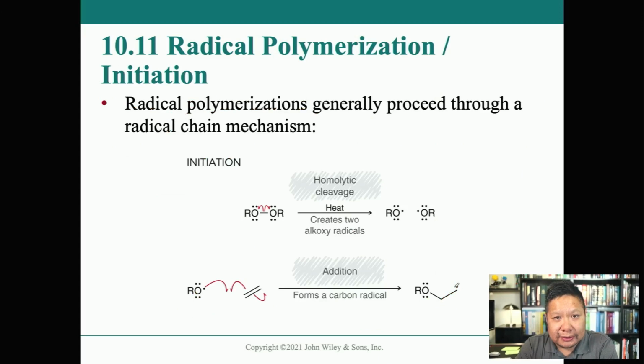So this is how it goes. We start off with the peroxide, of course. Heat will cleave it homolytically, giving you 2 alkoxy radicals. Those alkoxy radicals, one of them will come over, and then an electron from that alkoxy radical will join with 1 electron from a pi bond, giving you the carbon radical. And so that's the addition part, okay?